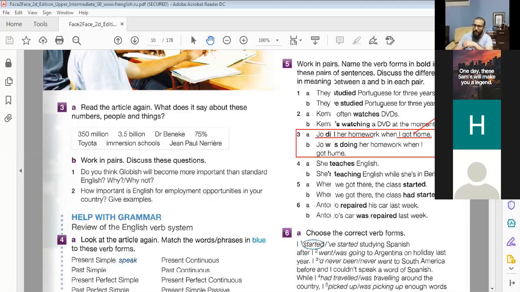But now, okay. What about this one? What if we change it a little bit? What if we do it like this? Joe did her homework when, or maybe let's change it. Her homework when I. What about this one, Samir?